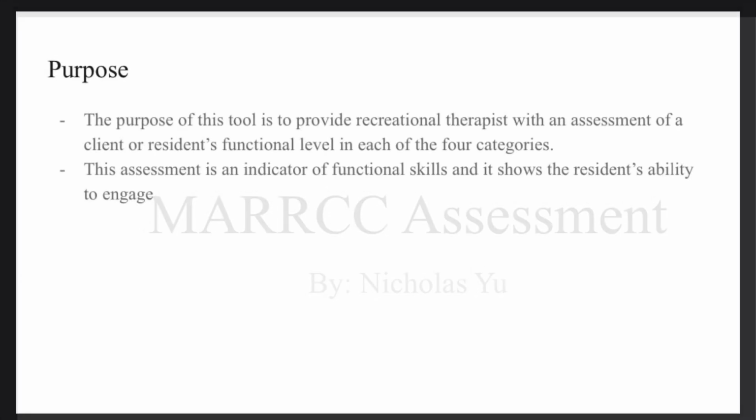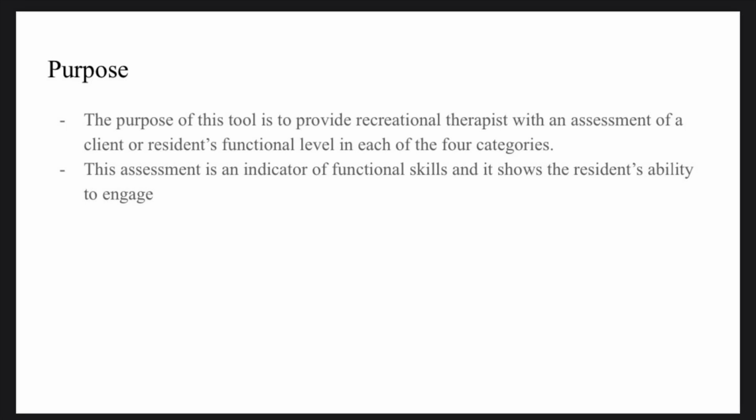Let's move on to the purpose. The purpose of this tool is to provide recreational therapists with an assessment of a client or resident's functional level in each of the 4 categories. These 4 categories are physical, cognitive, social, and emotional, all relating to recreation participation. This assessment is an indicator of functional skills, and it shows the resident's ability to engage.